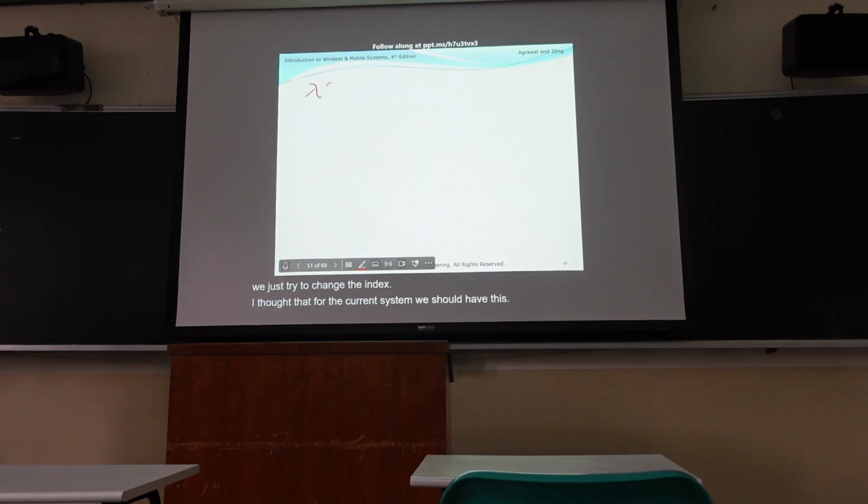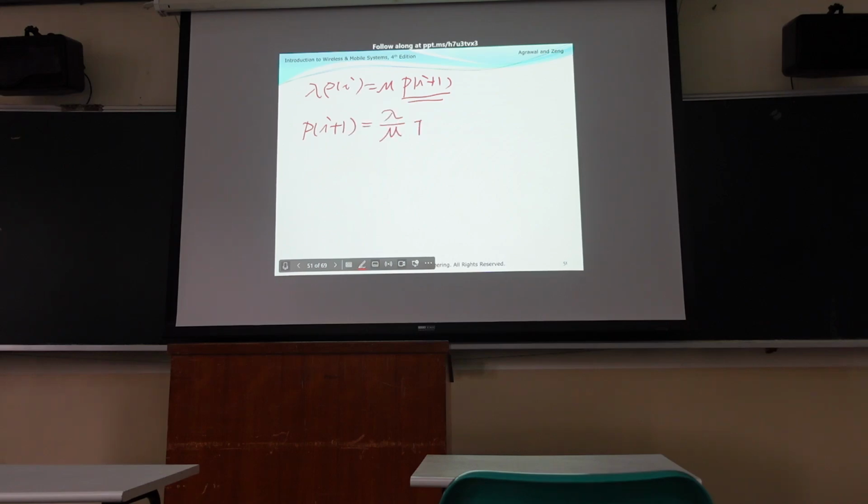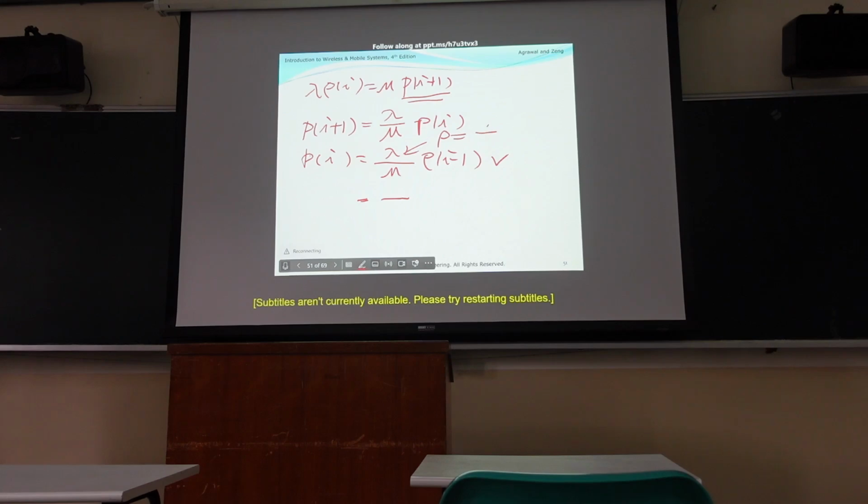Right now we have lambda p_i and mu p_{i+1}. Actually, we focus on this. p_{i+1} is equal to lambda over mu times p_i. Alright. And if not, we can have the others. p_i equal to this. Actually, we can start from this. If we start from this, let us have this one. Using rho to denote this.